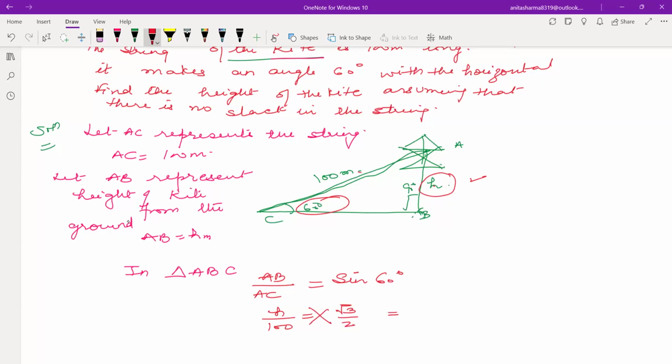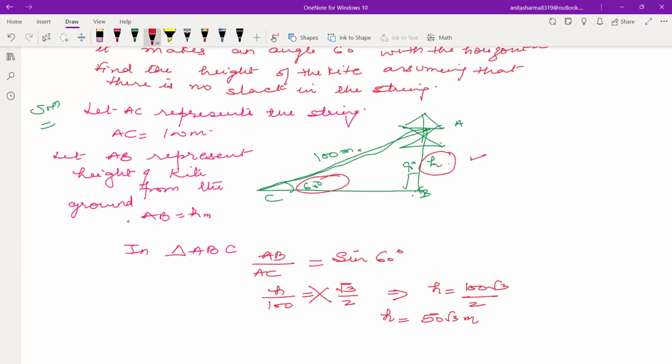Now cross multiply. You will get the value of H as 100 root 3 divided by 2, or the value of H will be 50 root 3 meter. This is the answer. Now you will write your answer within a box, and at the end you will write: height of the kite is equal to 50 root 3 meter. Understood, children? Yes, ma'am.